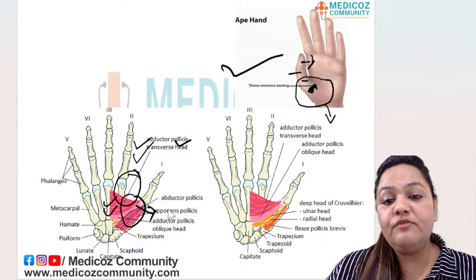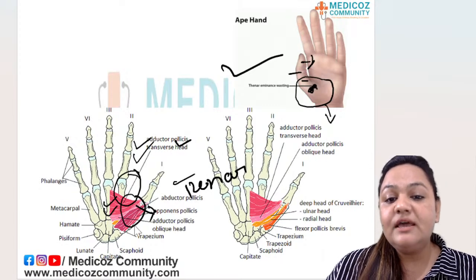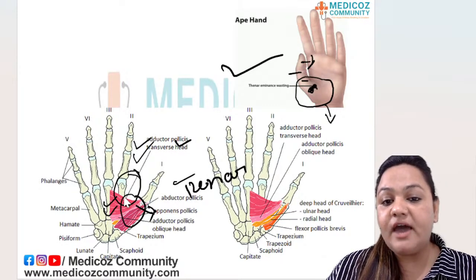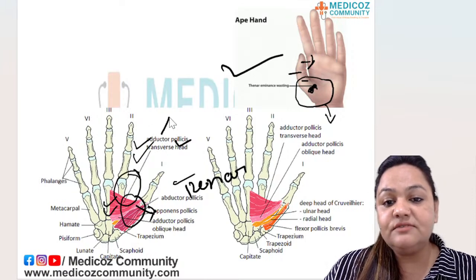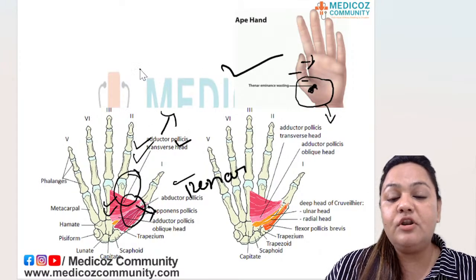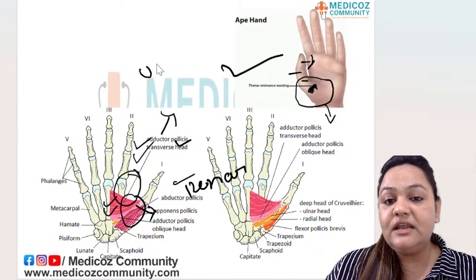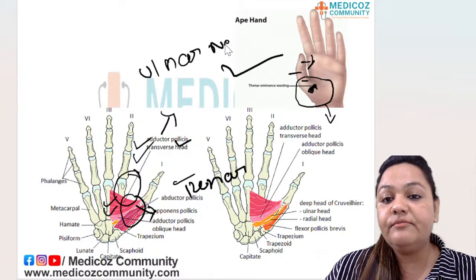Hence it is a muscle of your thenar group. No, this is a muscle of thenar group. Then why is this muscle working here? Why is the action of this muscle intact here? What is the answer for this? Because the adductor pollicis, it is a muscle here which is also supplied by the ulnar nerve.